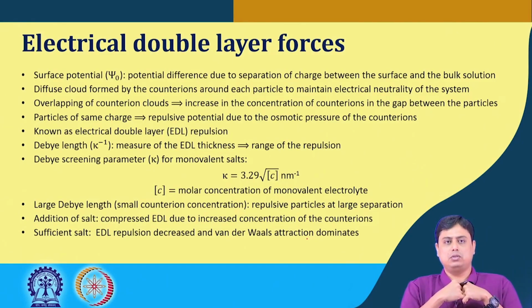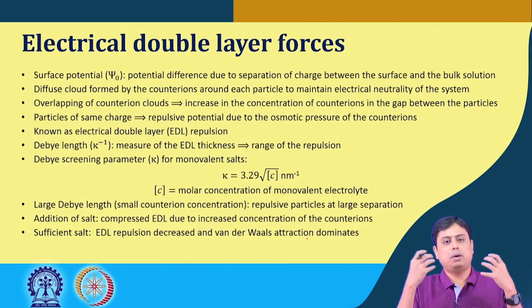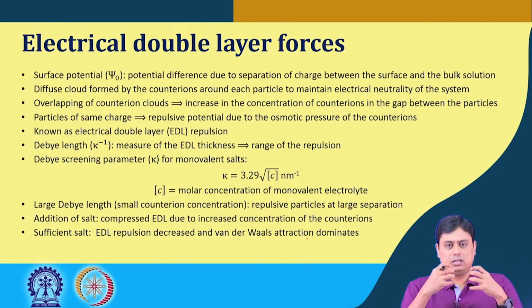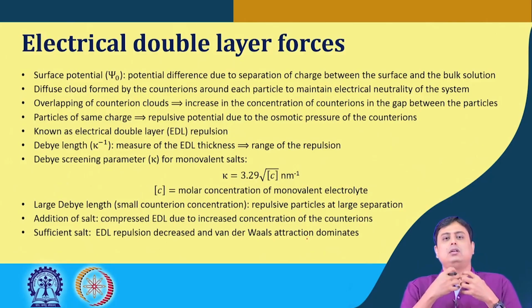the overlapping of these diffuse clouds, or the counter ion clouds, increases the concentration of the counter ions in between the particles, and if the particles are of the same charge, then it actually repulses them. This counter ion thickness and its repulsion we call the electric double layer repulsion.